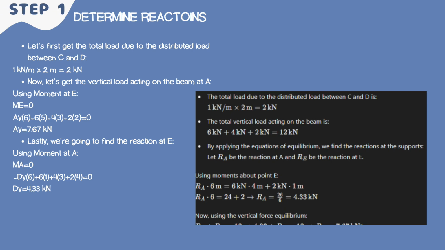Lastly, we're going to find the reaction at E, using moment at A this time. The summation of moment at A equals 0 is equal to negative Dy times 6 plus 6 times 1 plus 4 times 3 plus 2 times 4 equals 0, which gives Dy equals 4.33 kN.